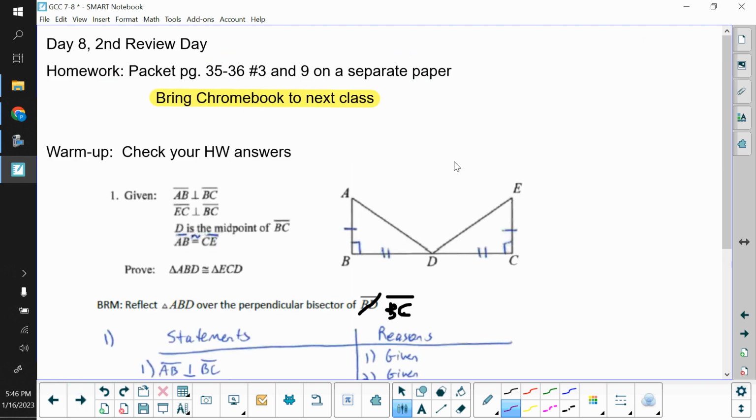Once you can do that, then on your separate sheet of paper, you're going to be doing questions 3 and 9 from the same pages in the review, page 35 and 36. Make sure to bring in a charged Chromebook next class for you to be working on the proofs that are going to be on a Jamboard. And other than that, have a great rest of your day.